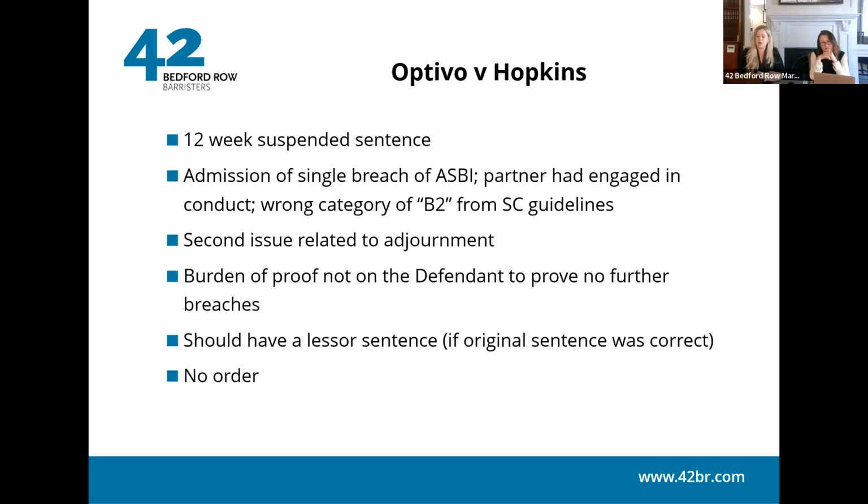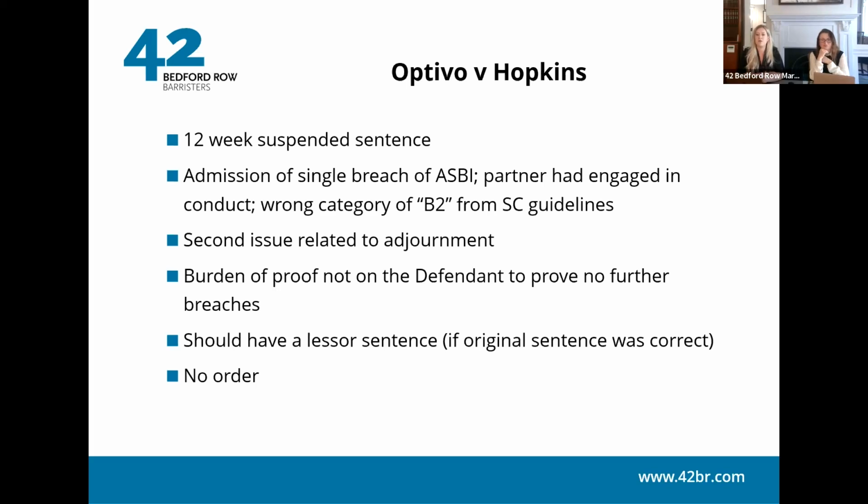The appeal of Lovett and Wigan BC itself does not have much relevance in terms of actual sentencing, because it was quite a convoluted case with various appeals, including the challenge of the original injunction order, but it didn't deal with the sentencing principles themselves. Optivo and Hopkins did. It was a case in Croydon where Miss Hopkins was given a 12-week suspended sentence.